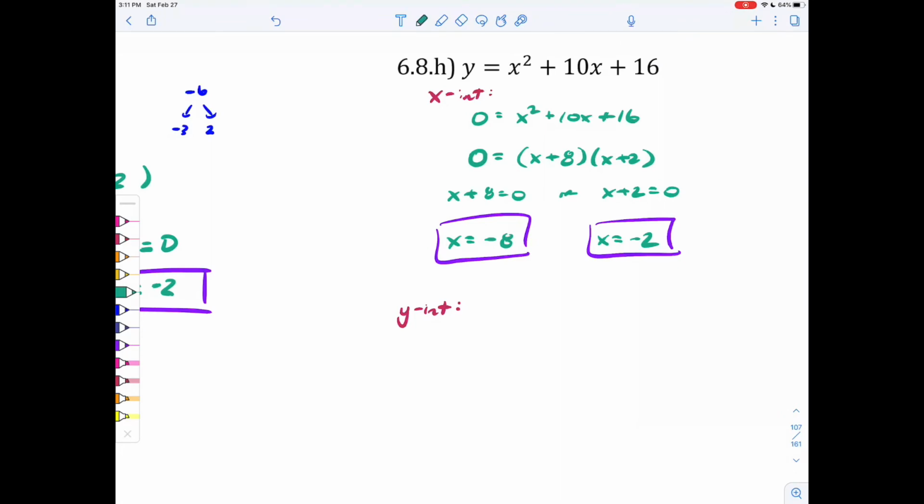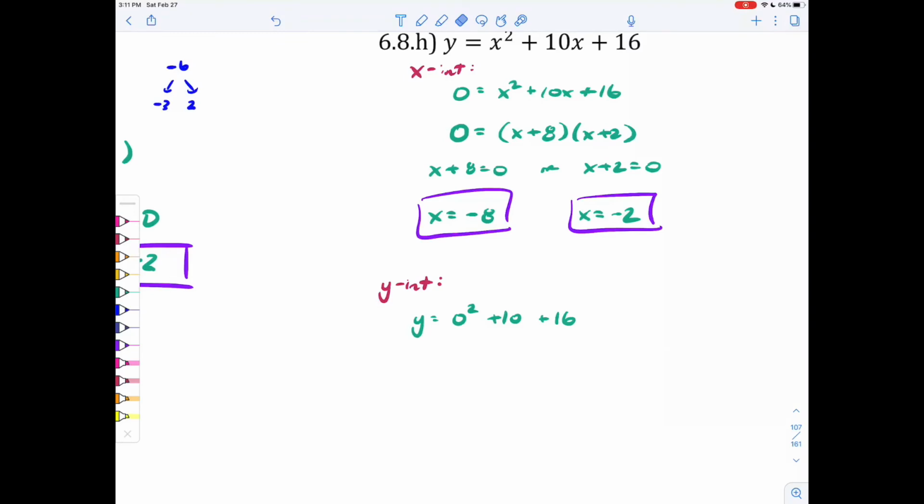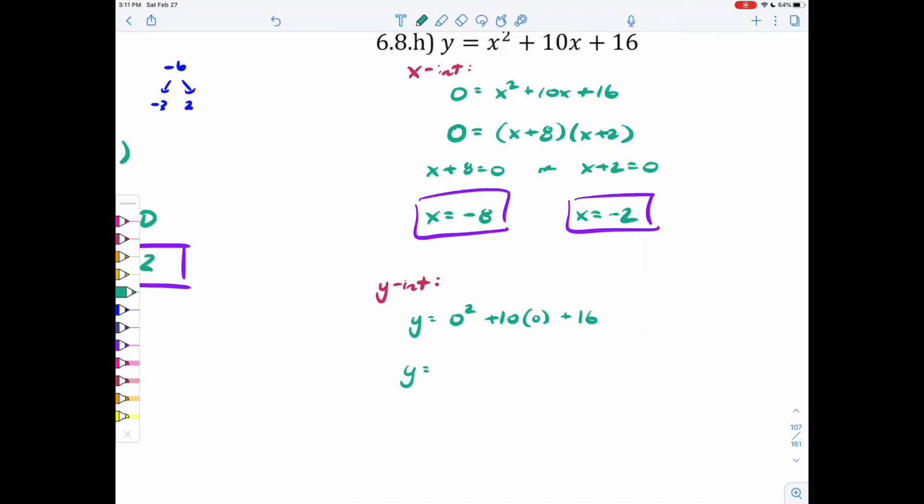And that y-intercept, as always, is happening when x is 0. Oops, I wrote x here, but I should have written 0. So 10 times 0 plus 16, 0 plus 0 plus 16. And that is where that one is occurring.